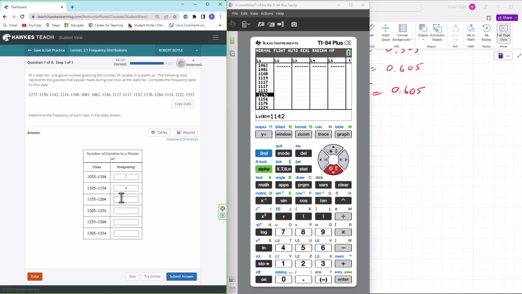Okay, now the next class is between 1155 and 1204. So that basically includes this data value here, 1156, 1176, that will be 2.